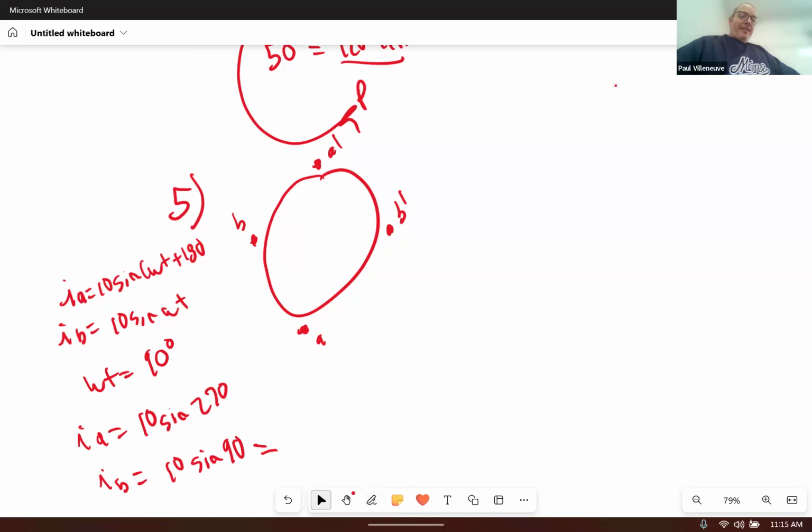One, right? That's equal to 10. What's the sine of 270 or minus 90 degrees? Minus 1. So this is minus 10. So now the current that goes in the A winding is at the negative peak. So the actual current goes in here. You should be able to use your right-hand rule and end up with a current that goes there.